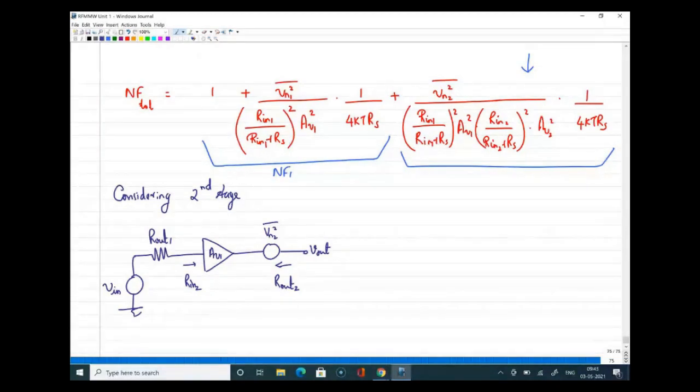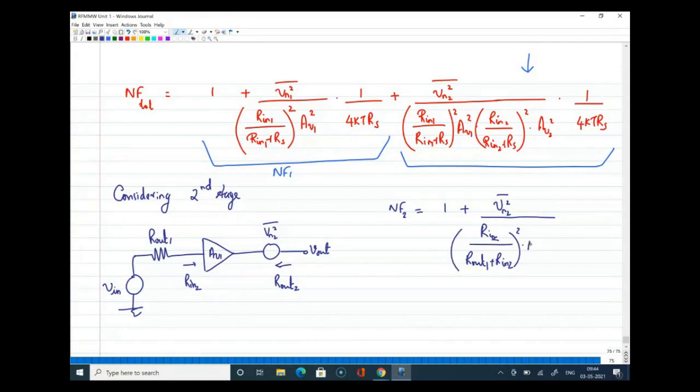Yes, Kashish, it is not only NF2 minus 1 of the first stage. We have to see, there is one more additional term. That is why I'm just considering this second stage alone. Now, if I write the noise figure of the second stage, how can I write? I can write it as 1 plus VN2 square bar divided by the attenuation factor, Rin2 divided by Rout1 plus Rin2 the whole square into AV2 square into 1 by 4 KT RS.